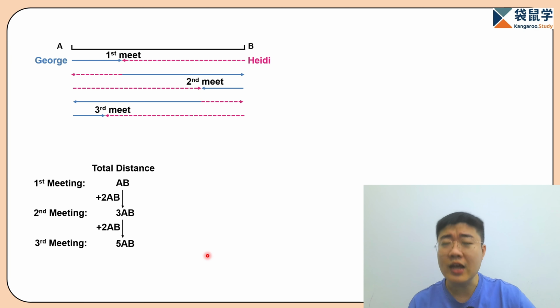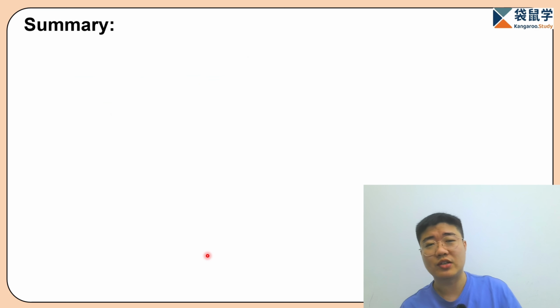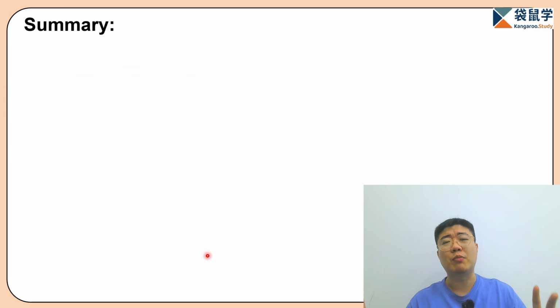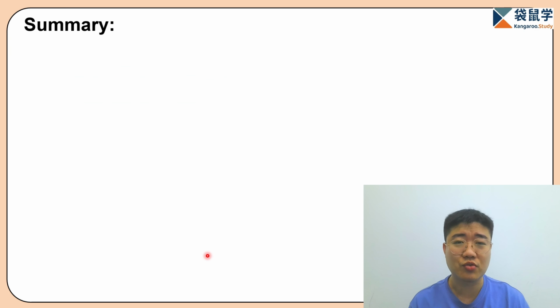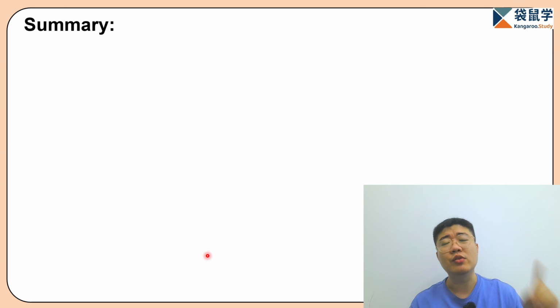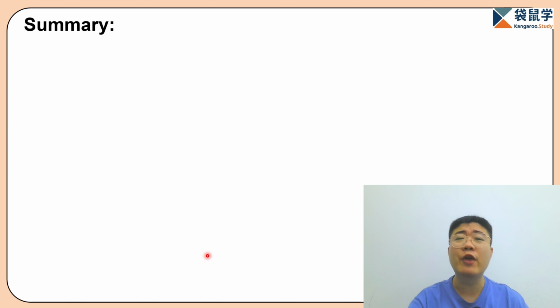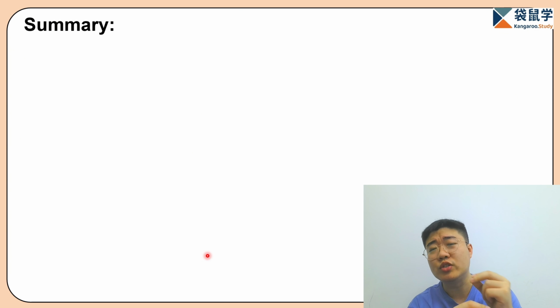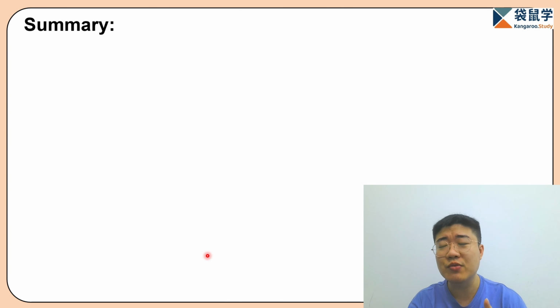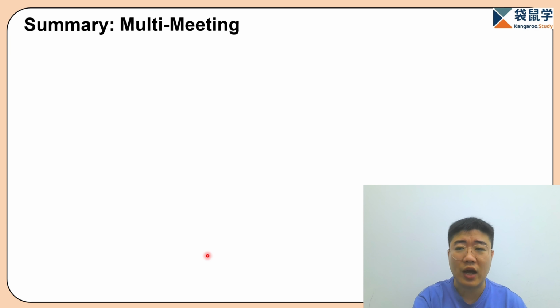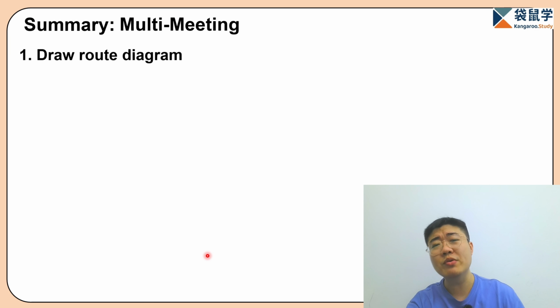So now let's do a quick summary on this question here. Now, this type of problem is what we call the multi-meeting question. It's when they meet more than 1 time. So first of all, in order to understand what's going on between the motion of the 2 persons, the first thing we need to do is we have to draw the route diagram. This way we can see clearly which direction they are traveling and what is the relationship between the distance traveled.